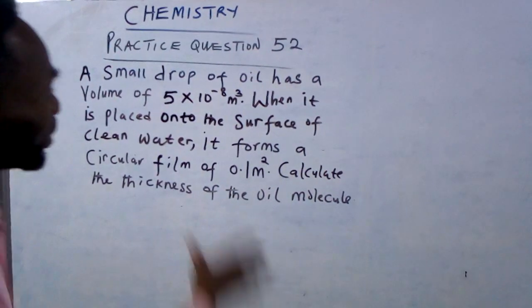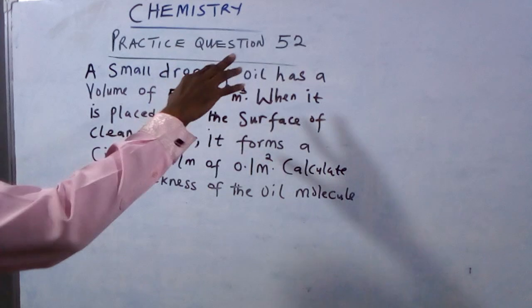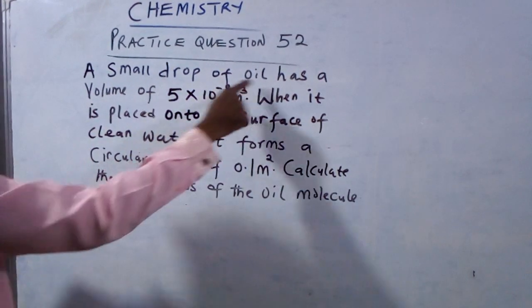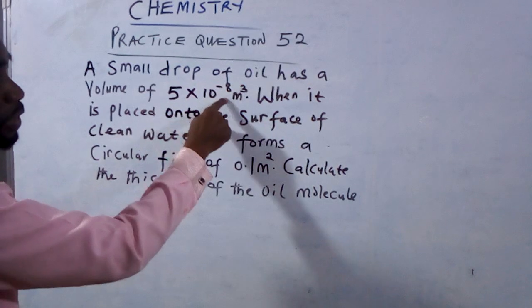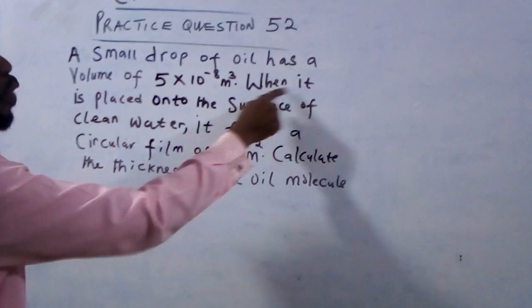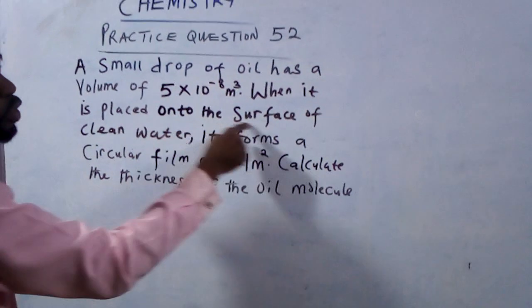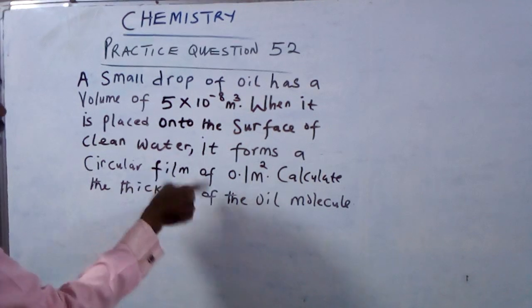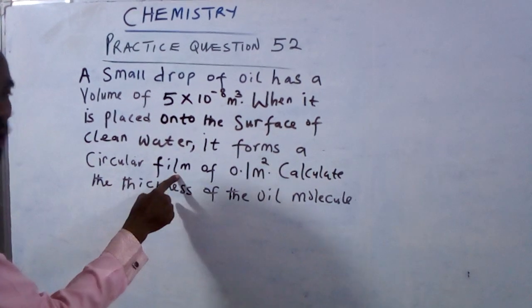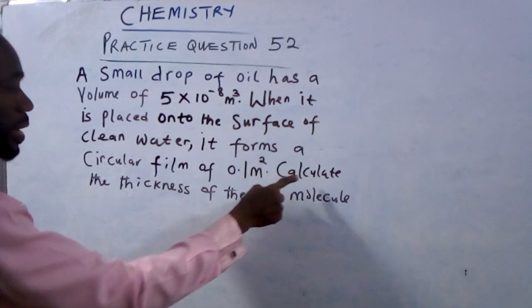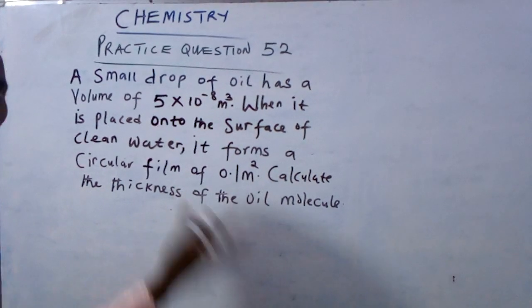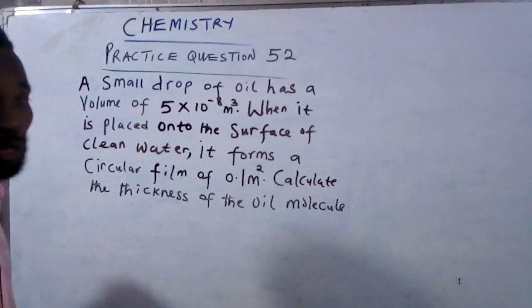Today we have a very interesting question here in chemistry. A small drop of oil has a volume of 5 times 10 raised to the power minus 8 meter cube. When it is placed onto the surface of clean water, it forms a circular film of 0.1 meter square. Calculate the thickness of the oil molecule. How do we solve this problem?